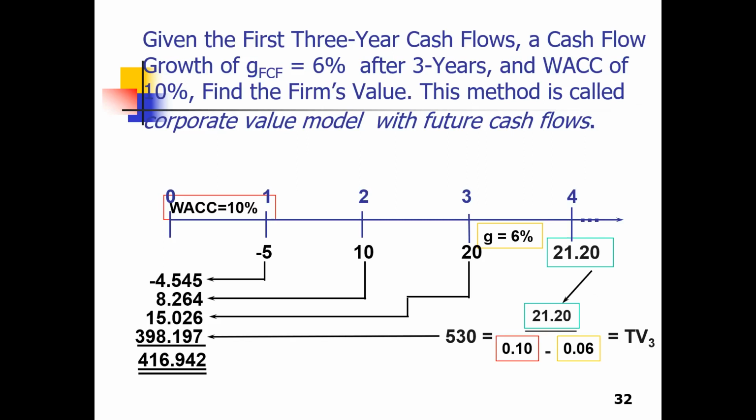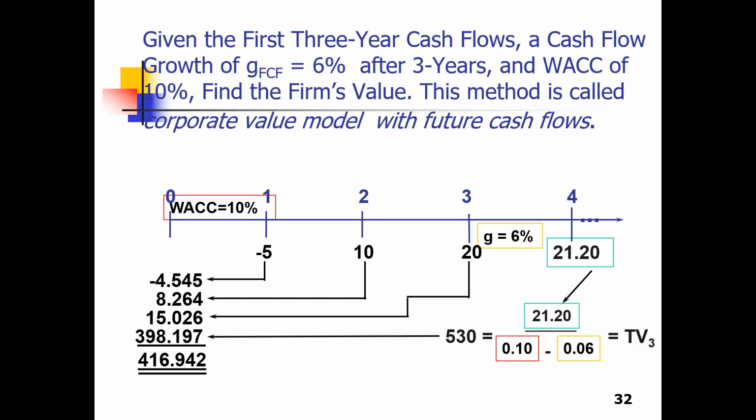10 million 2 years from now divided by 1.1 squared becomes 8.2 million. 20 million 3 years from now divided by 1.1 cubed becomes 15.026. And 530 million terminal value sitting at time 3, even though the cash flow upstairs comes from time 4, which sometimes confuses people. That's why the graph is good. 530 must be discounted for 3 years. 530 divided by 1.1 raised to power 3 gives us 398 million.